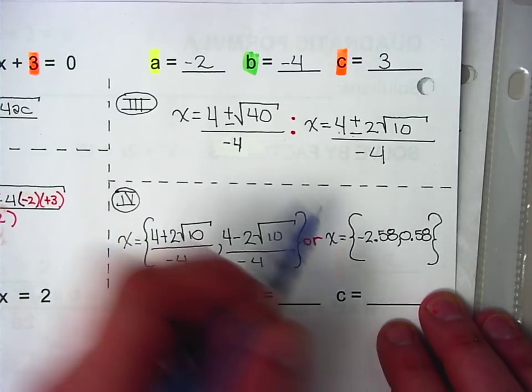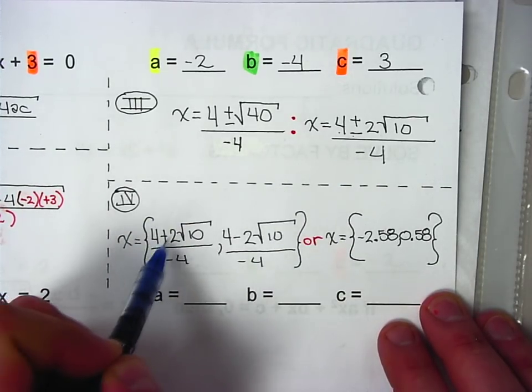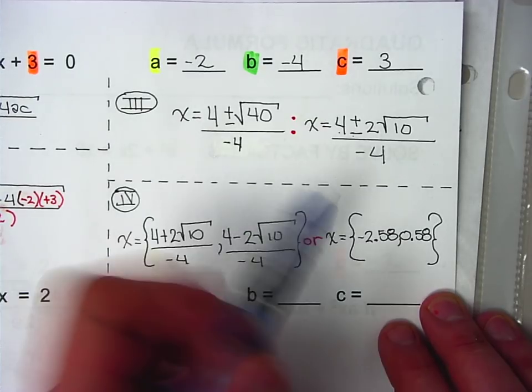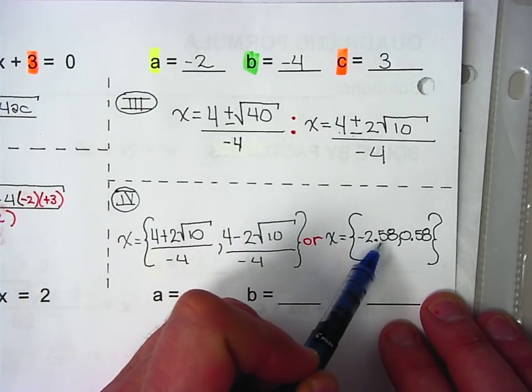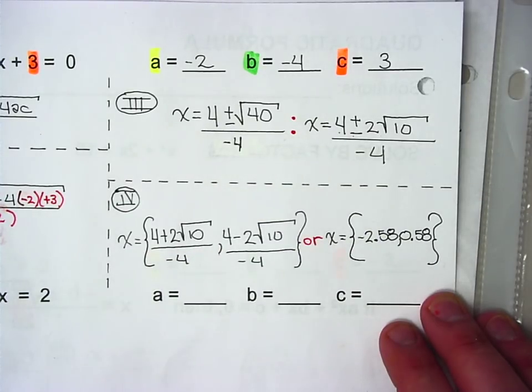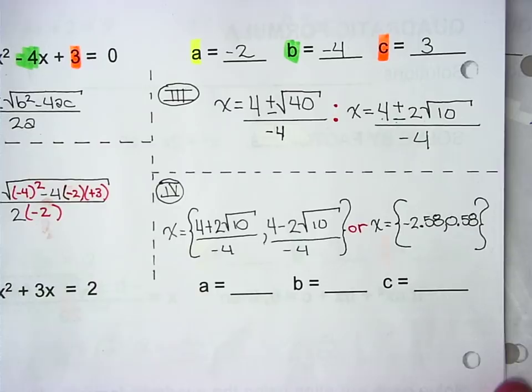In this case, if you use your calculator and you do all this work, you do 4 plus 2 square roots of 10 divided by negative 4 and then the separate one over here, you'll get these two answers of approximately negative 2.58 and 0.58. They are decimals that will keep going on, but this is the approximate decimal answer. So this is a special case scenario when you don't get a perfect square in the radical.